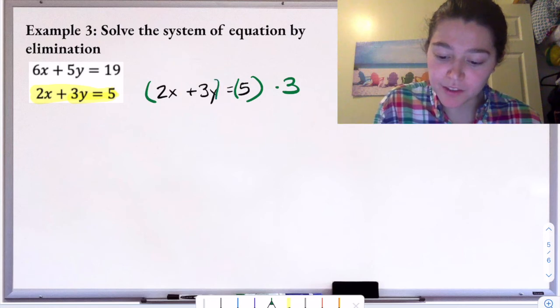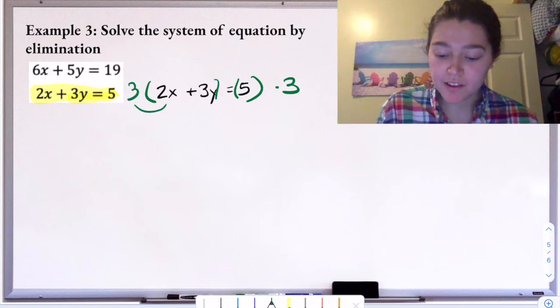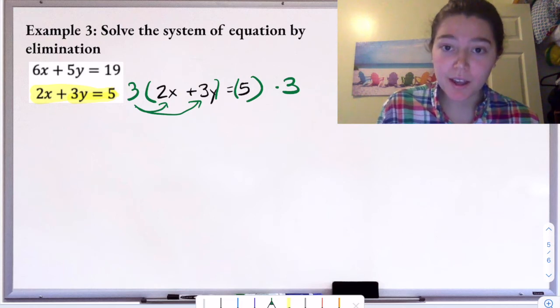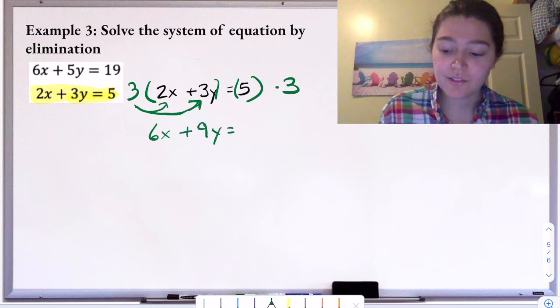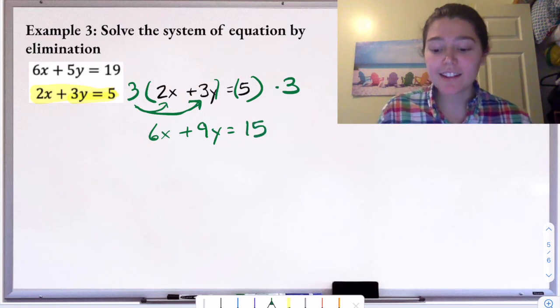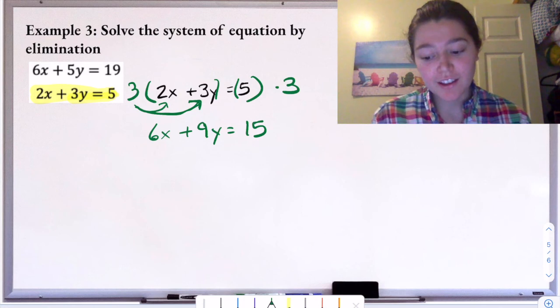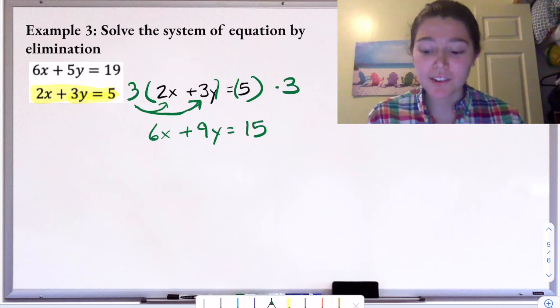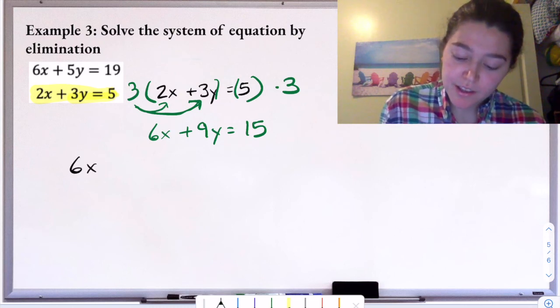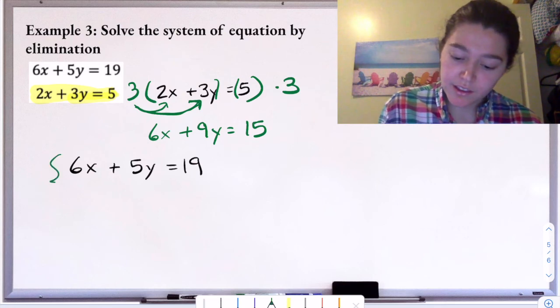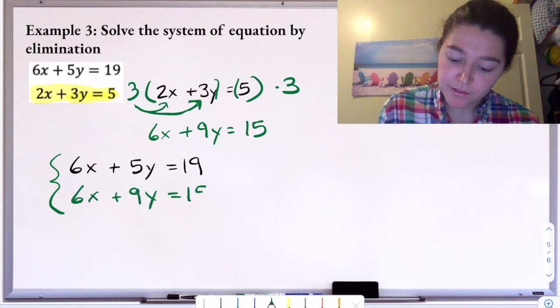So this side by 3, both of those terms by 3. So 3 times 2x, that's 6x. 3 times 3y is 9y. And then on the right-hand side, 5 times 3 is 15. That's still equivalent to the original equation because we multiplied both sides of the equation by 3. Okay, so then I can rewrite my system. 6x plus 5y equals 19. That's the original one. And then 6x plus 9y equals 15.